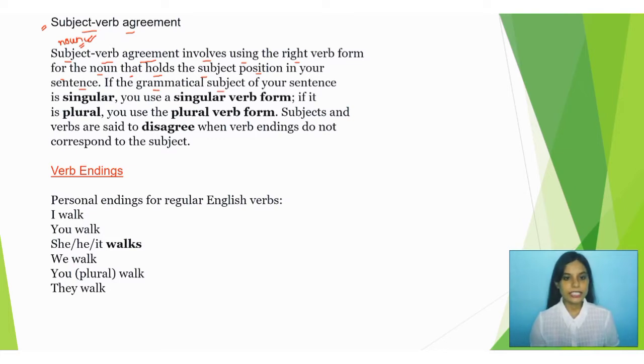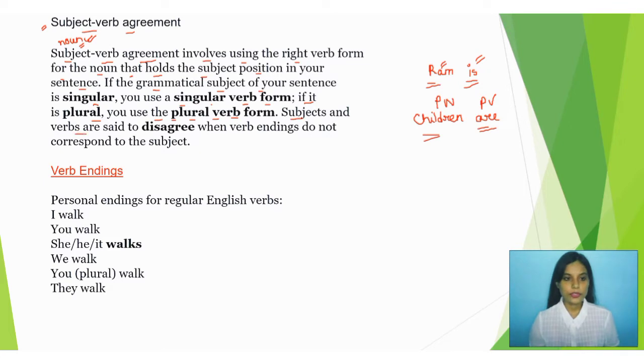So if the grammatical subject of your sentence is singular, you use a singular verb form, like Ram is. So the verb would be singular only when the noun is singular. Very basic thing. If it is plural, you use the plural verb form, like the children are. I'm writing children, which is a plural noun, and it would be are. That is, the verb would be plural. With a plural noun, there is a plural verb. All right.